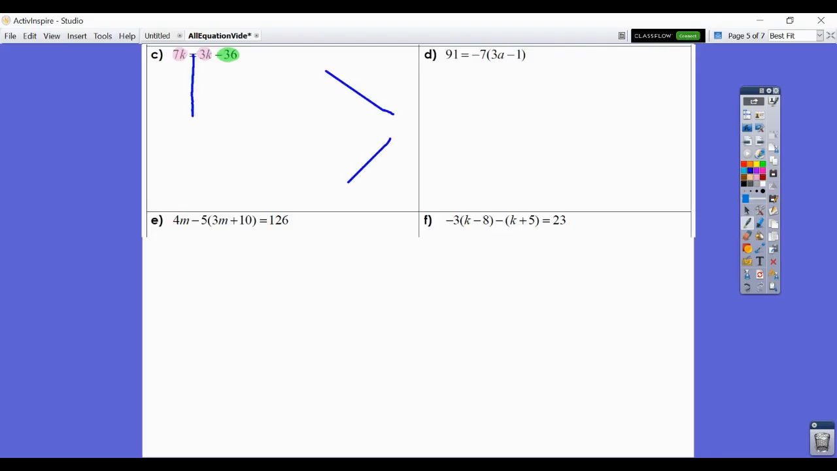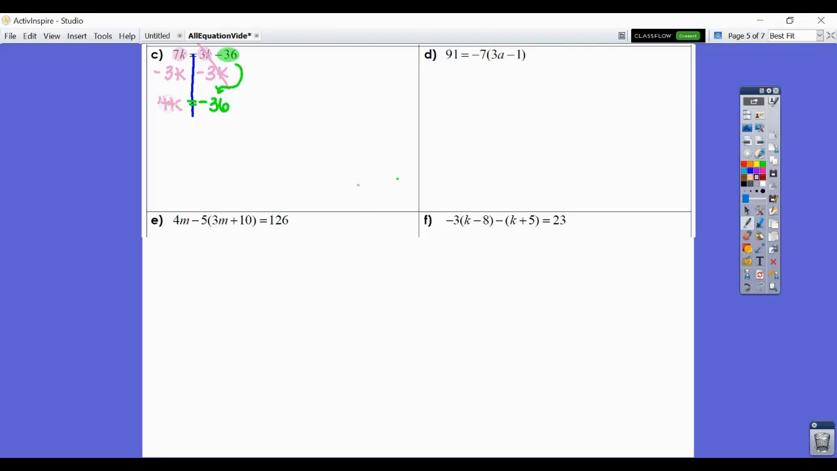In order to combine the 3k on the opposite side of the 7k, I will have to subtract it from each side. That's the only way 3k will be moved over to 7k. 3k minus 3k cancels out to 0, and I'm left with that negative 36 here on my right side. On the left side, I have 7k minus 3k, which is 4k.